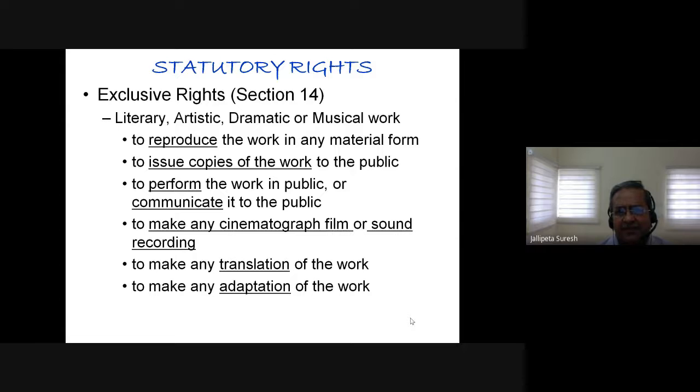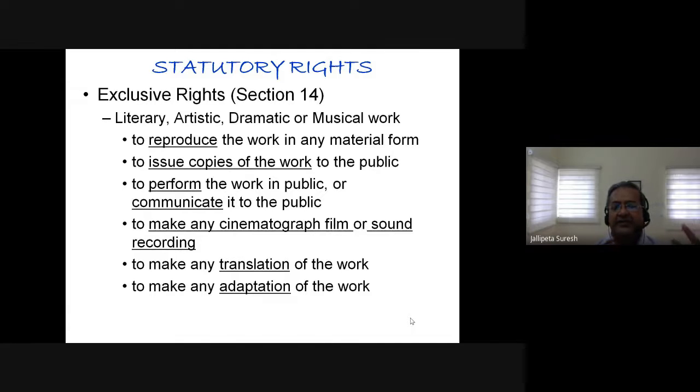As I said, we have literary, artistic, dramatic, or musical work. Now, what are these exclusive rights that we talk about? When we talked about patents, we said the exclusive right to prevent others from using my invention. In a similar way, under copyright law, we have this negative right again, that is, it prevents others from using my work. How does this prevention happen under copyright law?